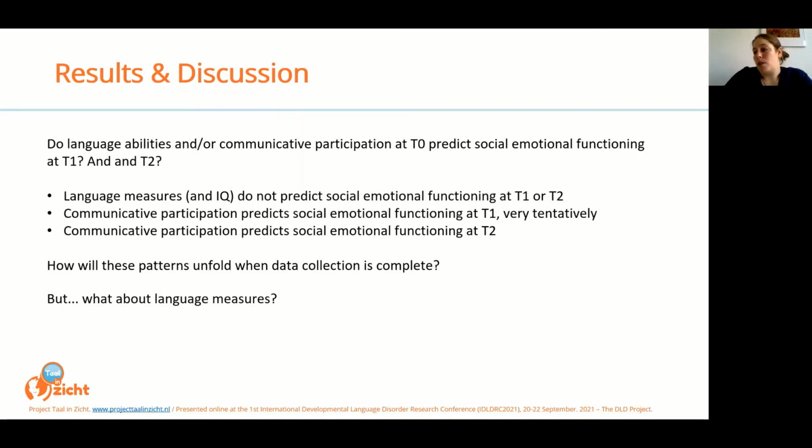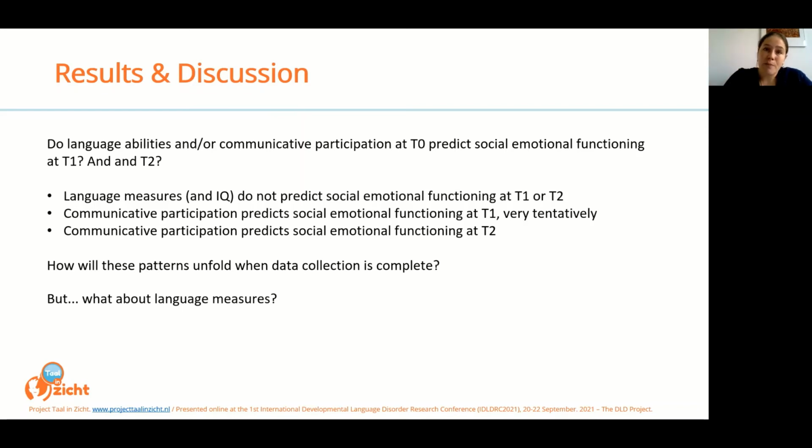Also, another thing is that the questionnaires that we administered were filled out by parents, whereas the language measures were actually from the kids themselves. So this might have influenced the results to some extent as well. So interestingly, communicative participation did predict social emotional functioning.